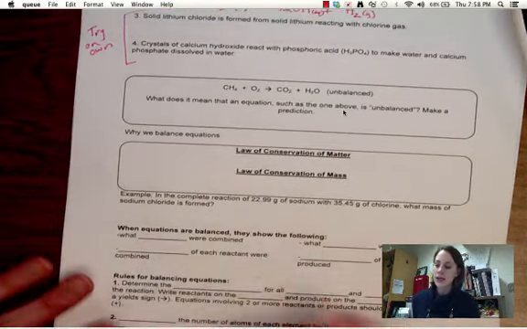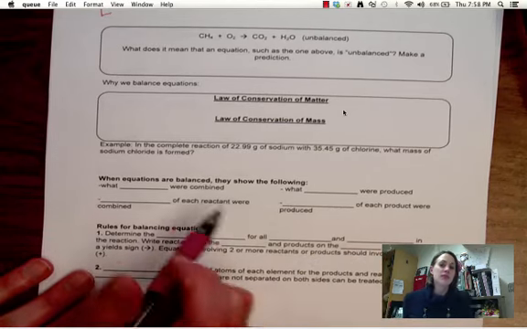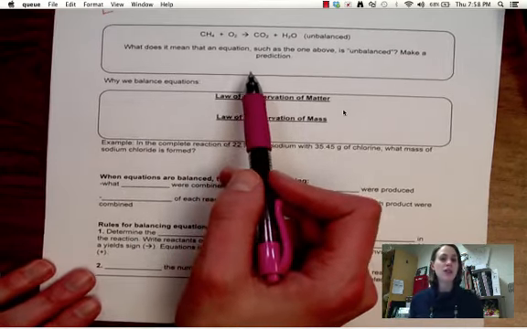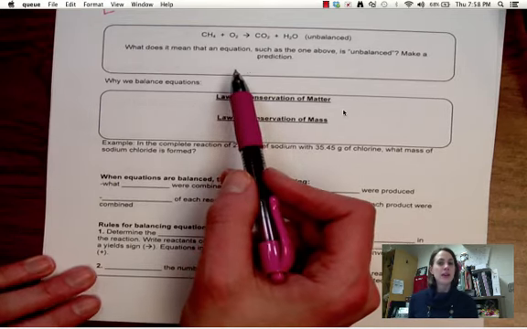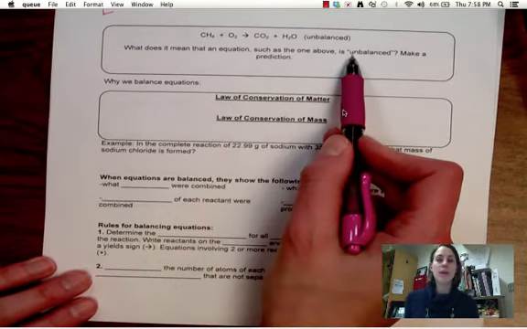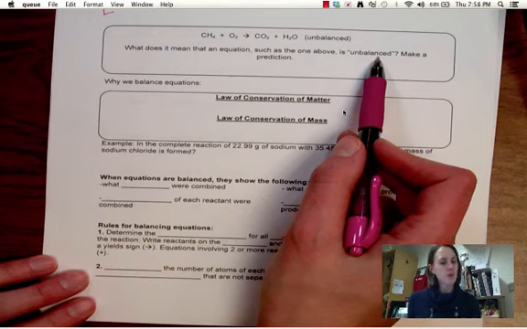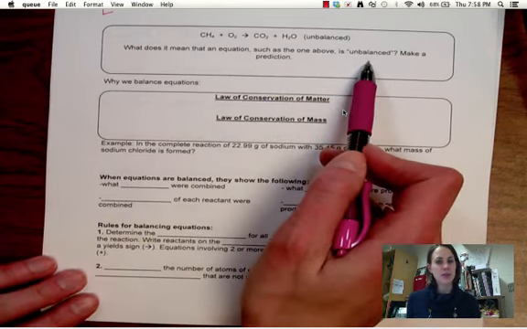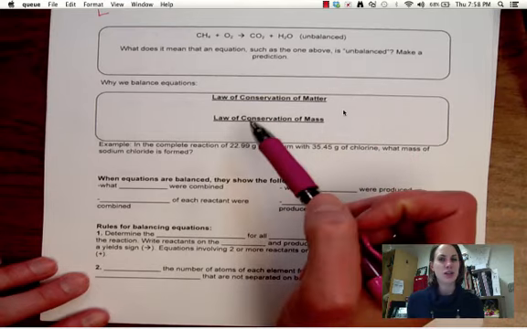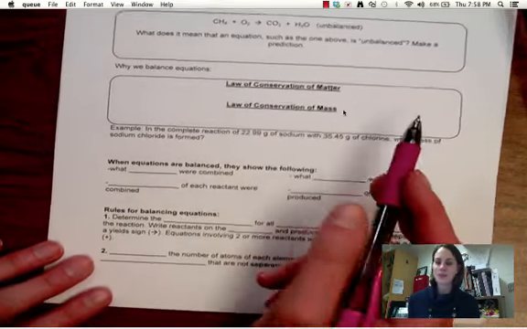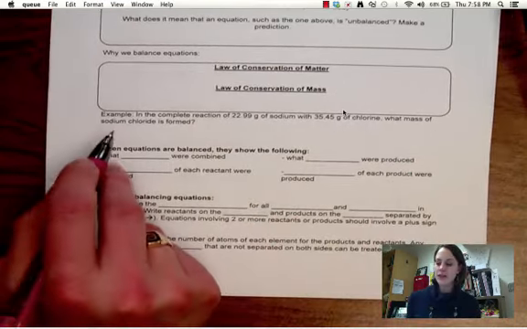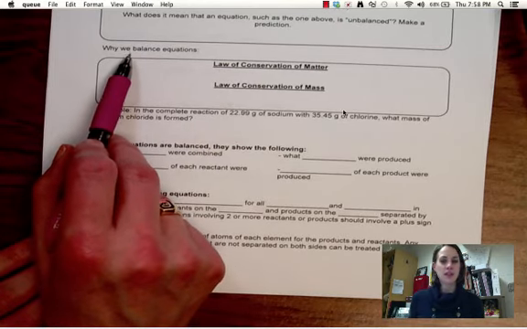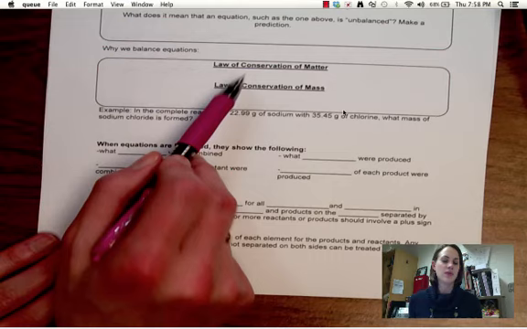All right. This might also be a good time to pause the video and make a prediction about what you think it means that an equation is unbalanced. We've used that term before up until now, but what does it mean to say that something is unbalanced? Pause the video and make a prediction about that. So after you've done that, these are the reasons why we balance equations, and they really are the same thing. It's just different ways of saying it.